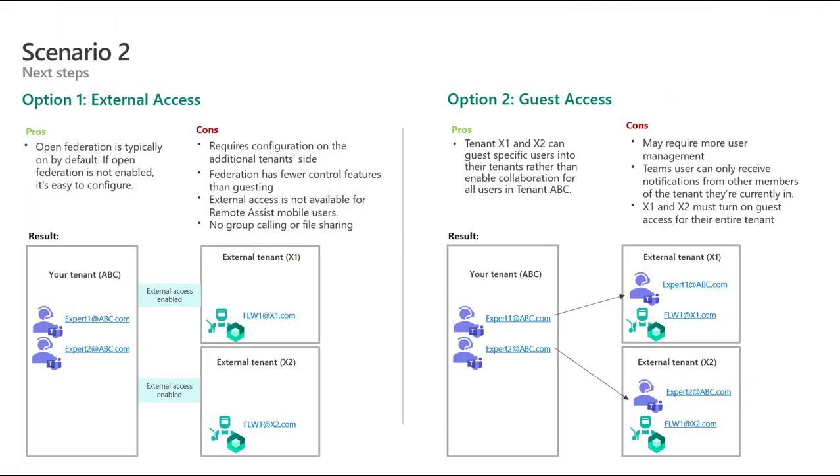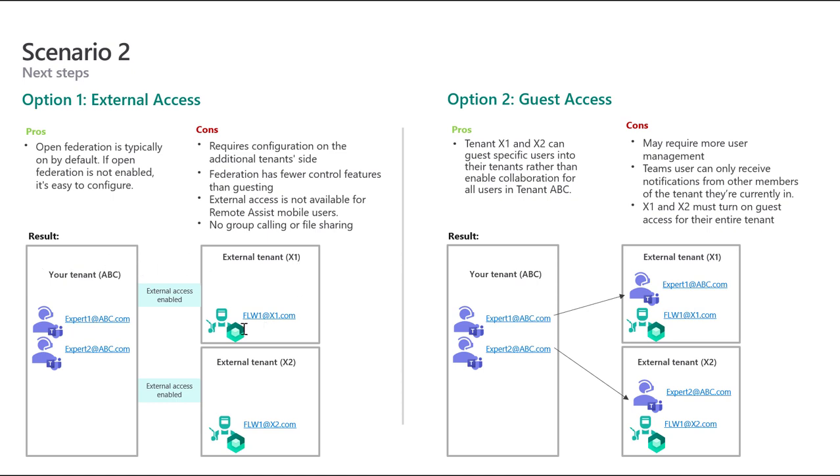So now let's talk about the pros and cons of external access versus guest access. We'll start with external access. So one of the pros is that Open Federation is typically on by default, and if it's not enabled, it's easy to configure. It's just a toggle. However, one of the cons is that it requires configuration on the additional tenant side. So it's not enough just for tenant ABC to say, oh, hey, I have Open Federation. Anyone is able to communicate with me.